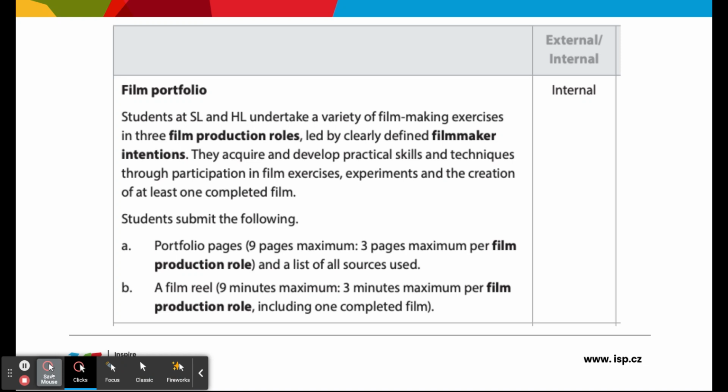The film portfolio is put together from making short films, and they have to make short films using 3 different roles. So for instance, director, cinematographer, editor, sound design, scriptwriter. And in those 3 roles, they complete films, or pieces of films, that are about 3 minutes long. And then they also write about that role. If it's editor, they show the films they've created, and then they write about that whole process in 9 pages total at the end.